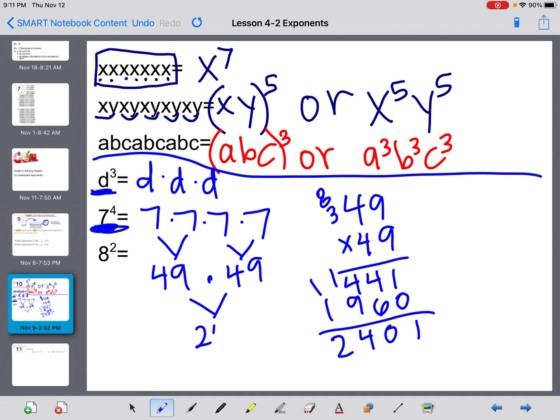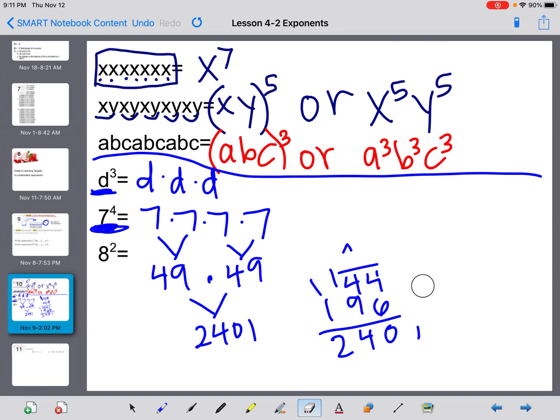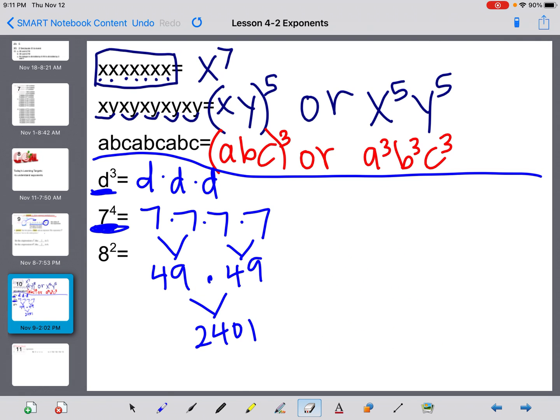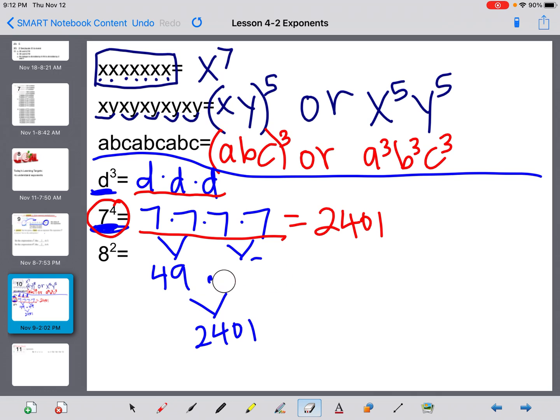How's my math? Did you get 2,401? So, two things just happened on these number ones. Two things just happened. Took my exponential form, expanded it out, and then I found the actual value also. Wait, why didn't we do that for d times d times d? Oh, we can't actually solve d times d times d, that's why.